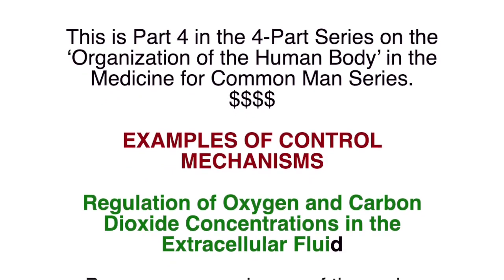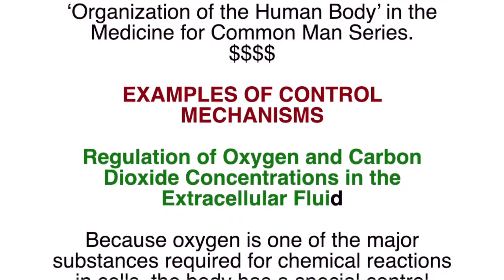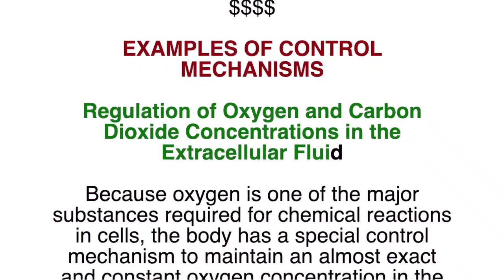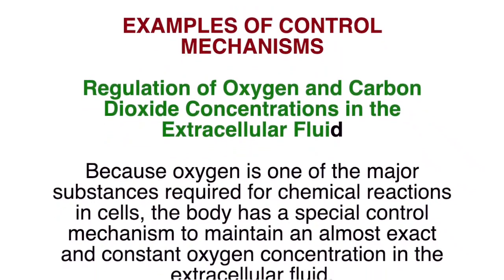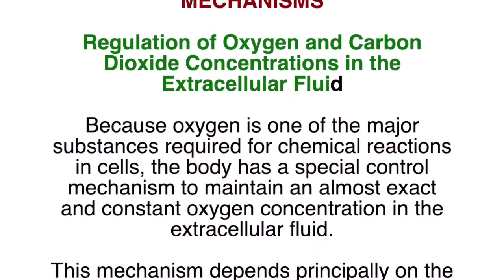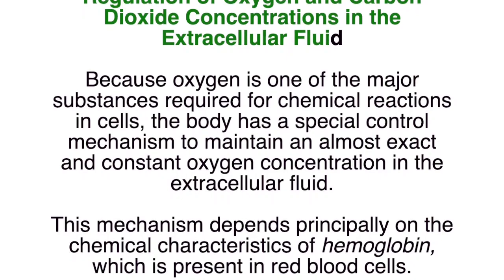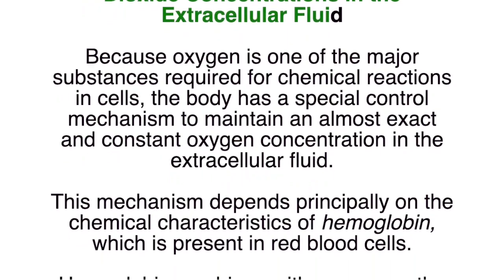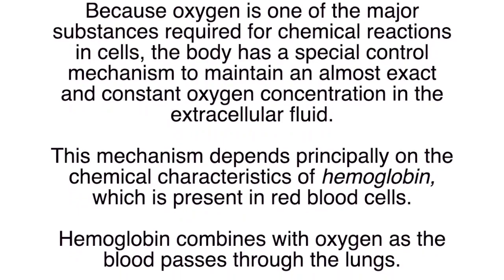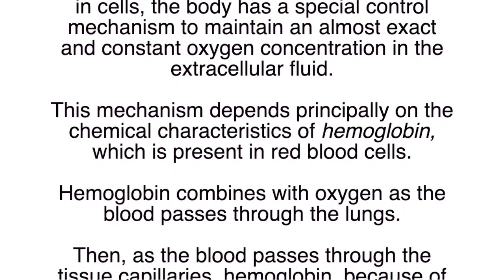Because oxygen is one of the major substances required for chemical reactions in cells, the body has a special control mechanism to maintain an almost constant and exact concentration of oxygen in the extracellular fluid. This mechanism depends principally on the chemical characteristics of hemoglobin, which is present in red blood cells. Hemoglobin combines with oxygen as the blood passes through the lungs.